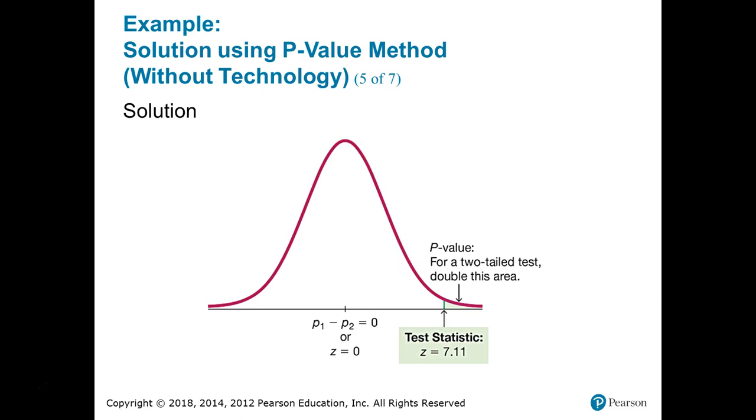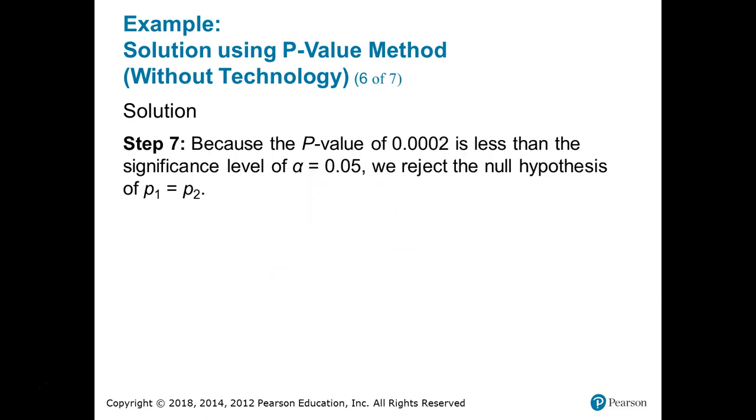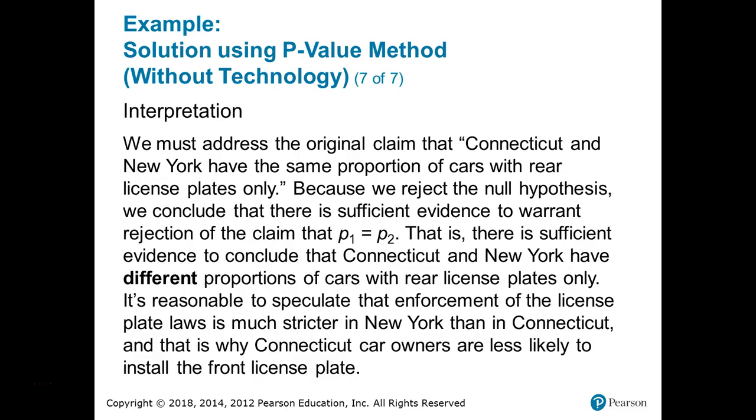So this is what we are looking at. And because the p-value of 0.0002 is less than the value of alpha, 0.05, we reject the null hypothesis. So if we reject the null hypothesis, we conclude that there is sufficient evidence to warrant rejection of the claim that P1 equals P2. That is, there is significant evidence or sufficient evidence to conclude that they have different proportions.